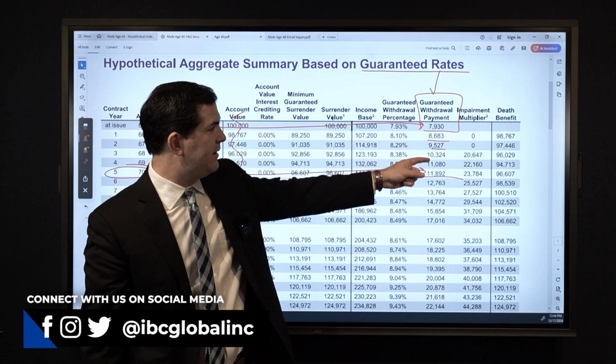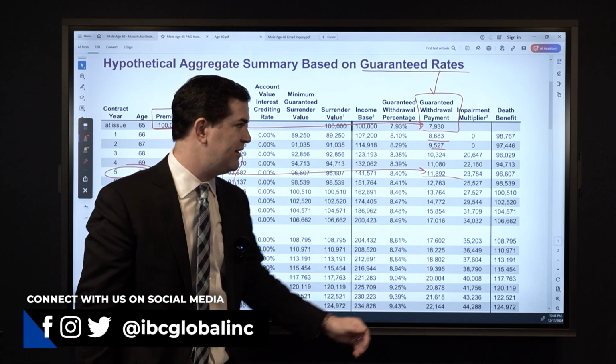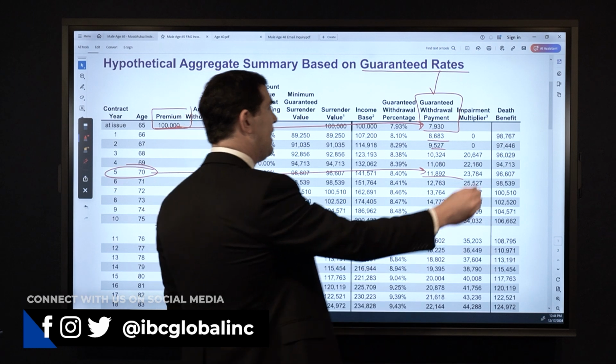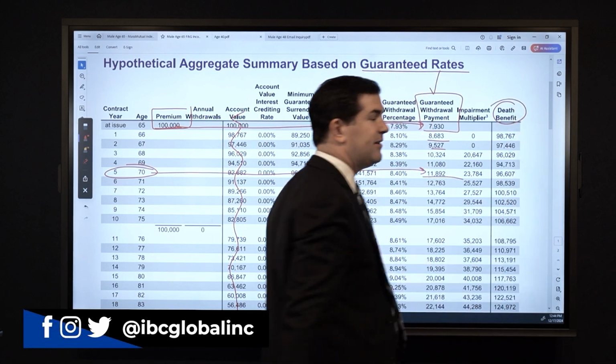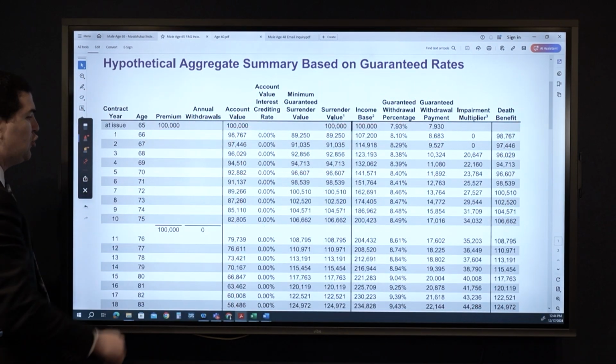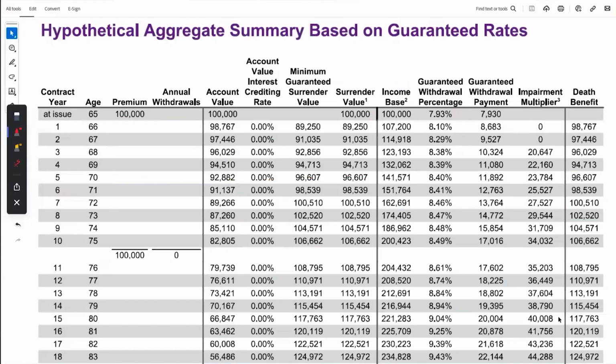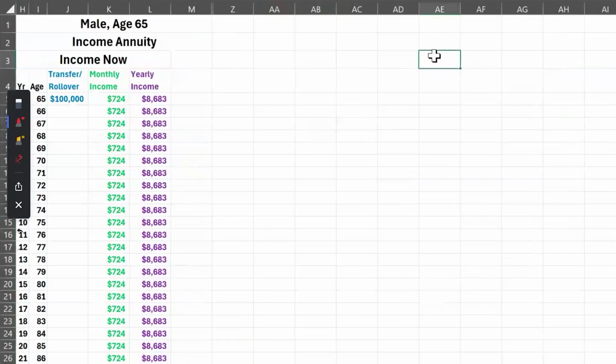So it doesn't matter how the account itself performs. What I'm looking at is the actual income payment. That's why I would be interested in this particular product. And if I die, the company does not keep my money. If there's a balance left, that will go to my beneficiary. So let's take a look at our income illustration, shall we?